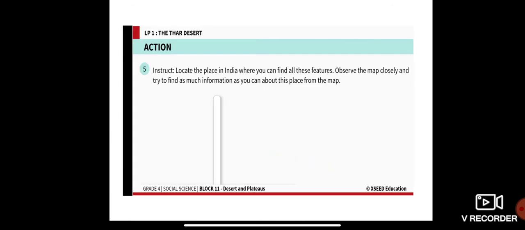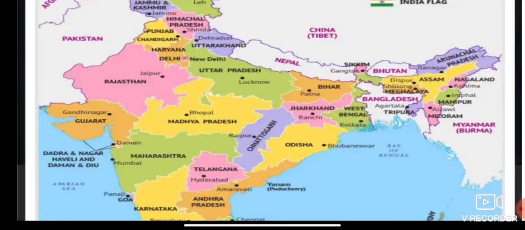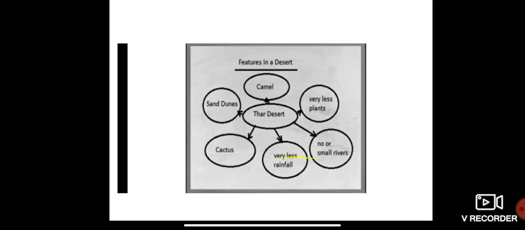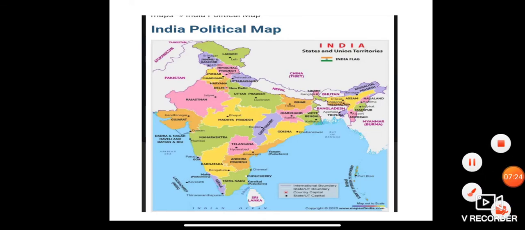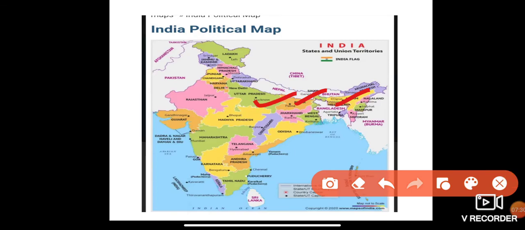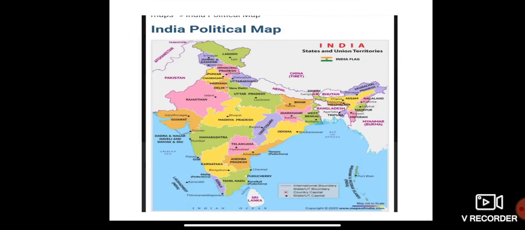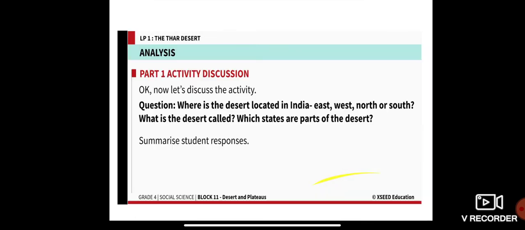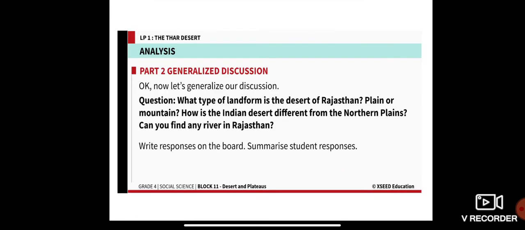Alright, even the northern plain we have learned is located in different parts of India, right? The northern plains are Bihar, Assam, Uttar Pradesh, Delhi, Haryana. Okay, all these are northern plain. So how is Rajasthan different from the northern plain? How is the Indian desert different from the northern plain? Can you find any river in Rajasthan?